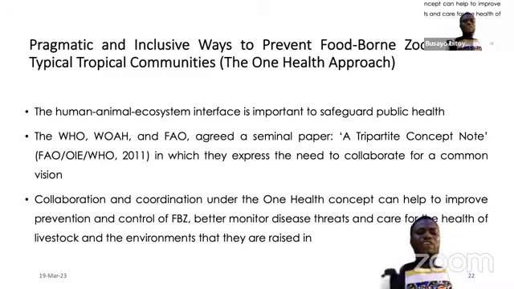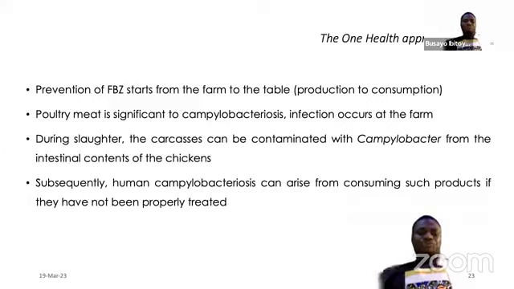Now, collaboration and coordination under the One Health concept can help to improve prevention and control of foodborne zoonoses. It can help to better monitor disease threats and can help to better care for the health of livestock and the environments they are raised in.